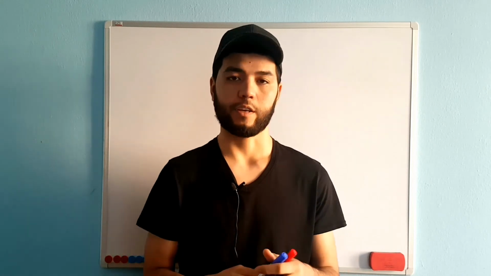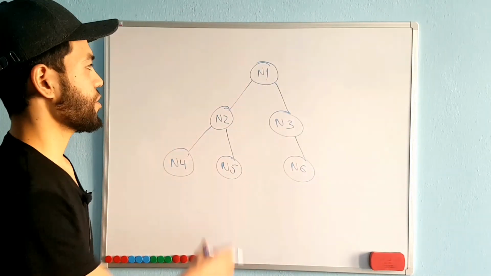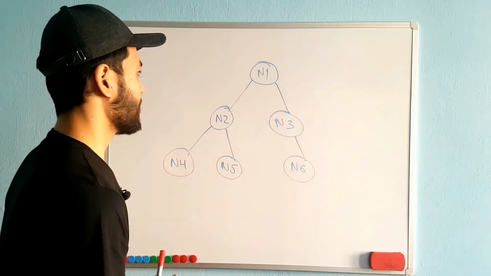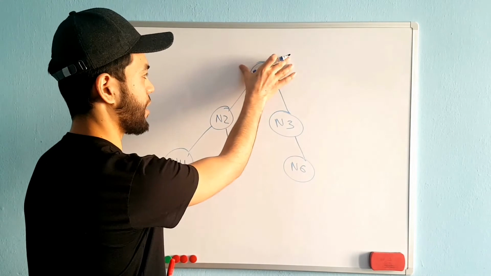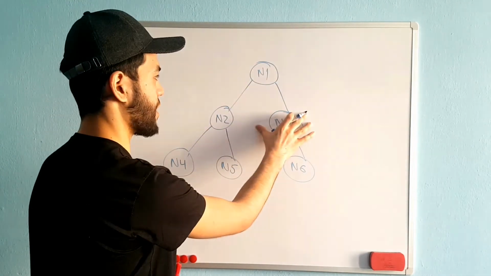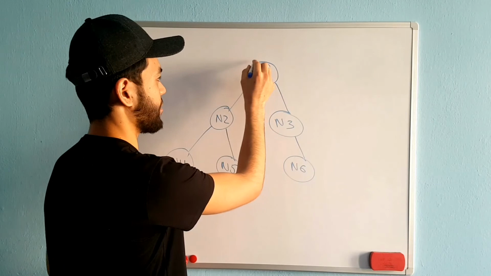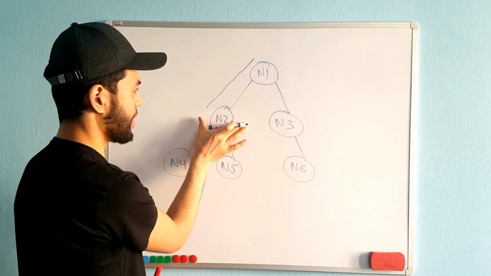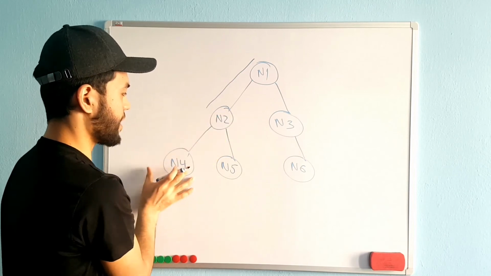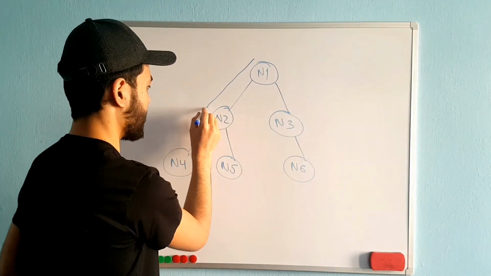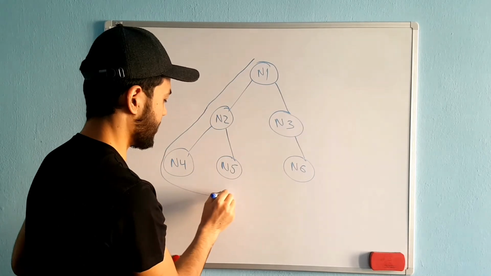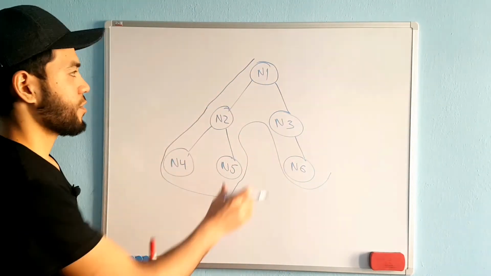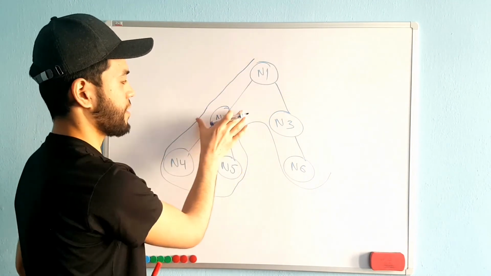The first type is pre-order traversal. If you see here, I have a tree, and for using pre-order traversal, we need to traverse from the root, then the left subtree, and then the right subtree. Firstly, we'll start from here, and then we will go to the left side, and we're gonna go like this, here and here, and like so.